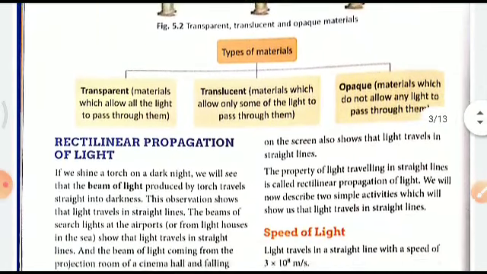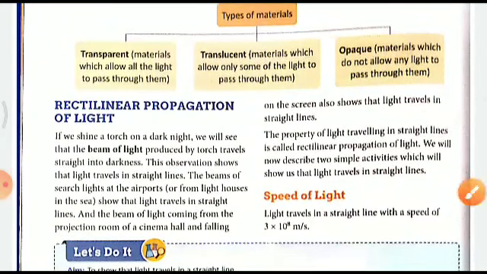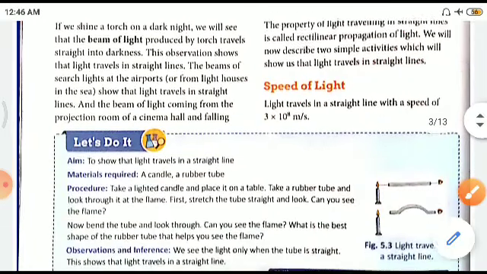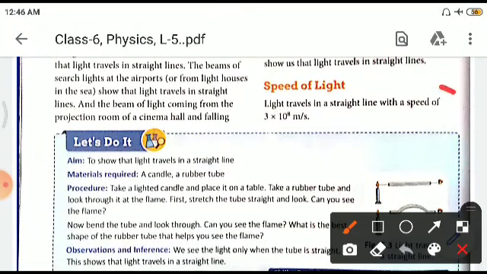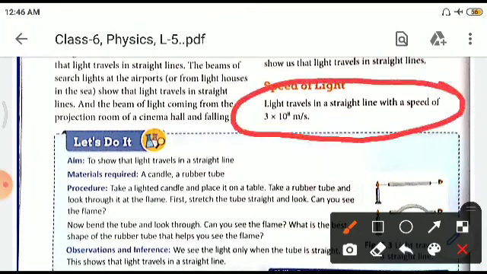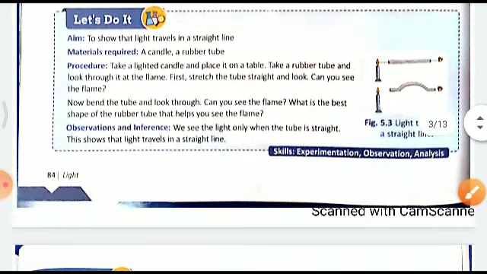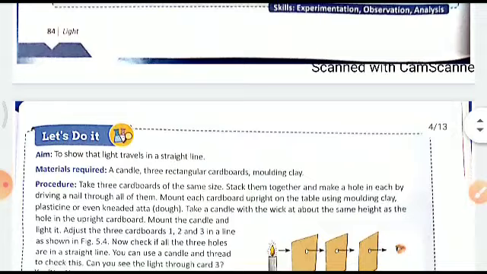the linear propagation of light, which is a very important phenomenon as far as light is concerned, which clearly says that light travels in a straight line. And not only that, children, we also saw that the speed of light is 3 into 10 to the power 8 meter per second. We also went through these experiments to show that light travels in a straight line.